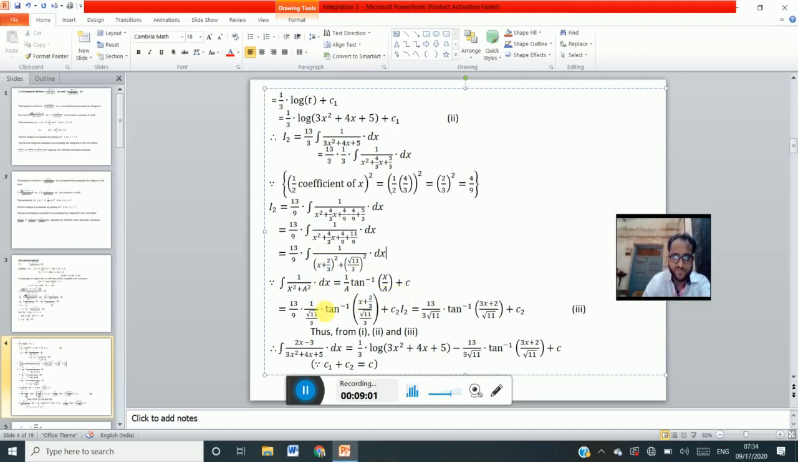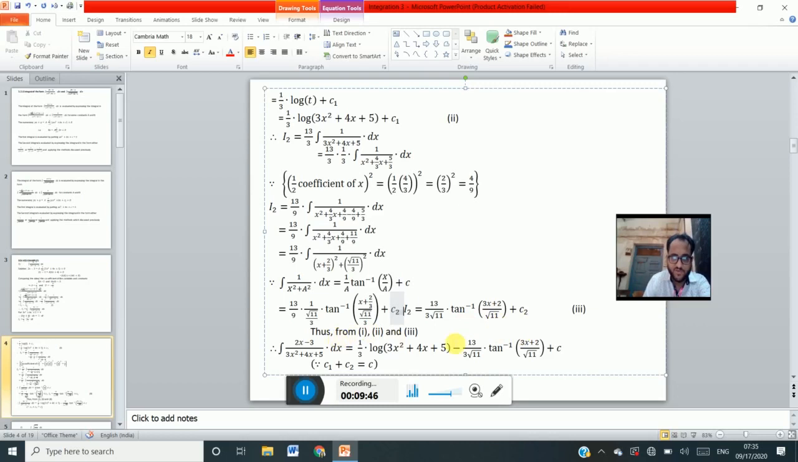Use this result here. What we get is 13 by 9 into 1 upon a, meaning root 11 by 3, tan inverse of x, which is x plus 2 by 3, upon root 11 by 3, that is a, plus c2. c2 is nothing but the constant of integration used here. Right, then what do we get? Therefore this is 13 divided by 9 by 3, meaning 3 root 11, into tan inverse of thrice x plus 2 by 3 divided by root 11 by 3. 3 cancels. So thrice x plus 2 divided by root 11, plus c2.